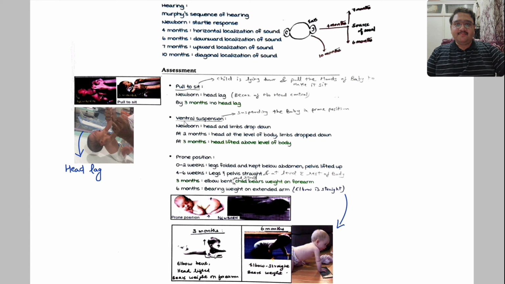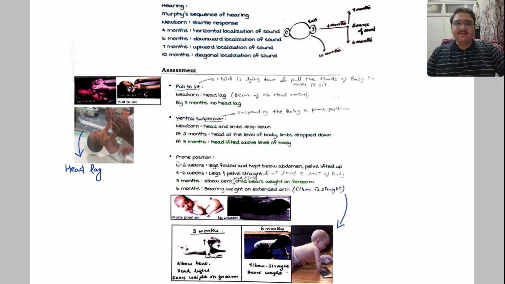Then ventral suspension. Suspend the baby in prone position. In a newborn, head and limbs drop down. Then at 2 months, head is at the level of the body and the limbs drop down. Then at 3 months, head is lifted above the level of body.